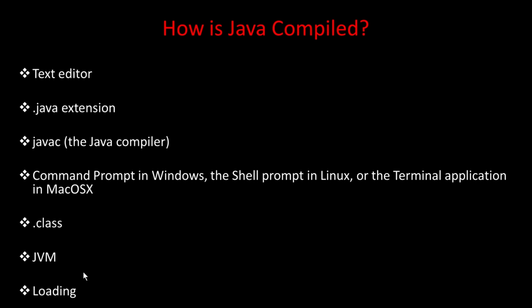So the bytecode verifier will examine the bytecode to ensure that it is valid and does not violate Java's security restrictions. And then after the verification stage, the JVM, that's the Java virtual machine, will go on to execute the action specified by the program.